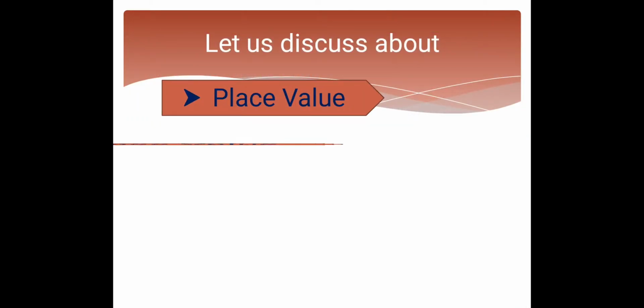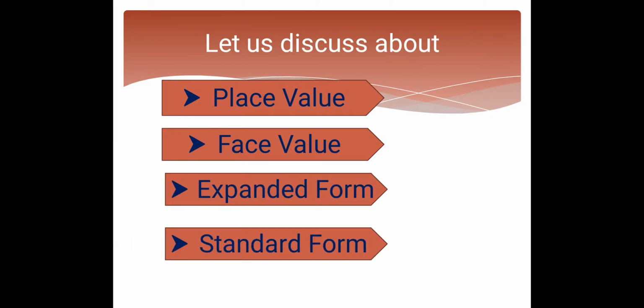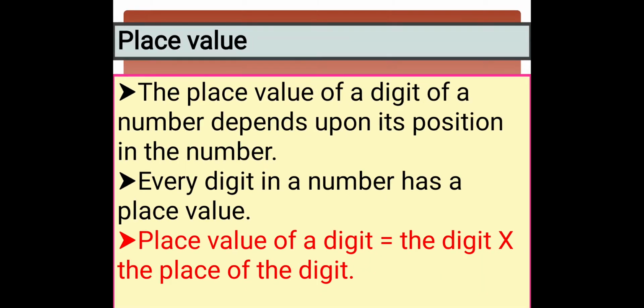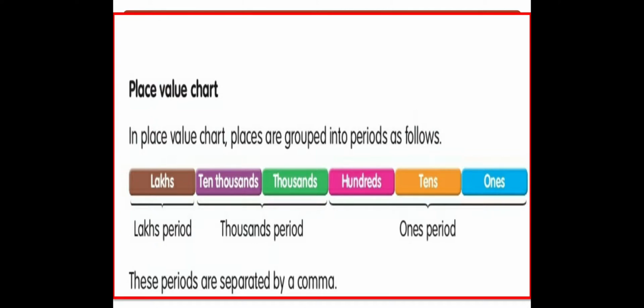Now let us discuss place value, face value, expanded form, standard form. So what is place value? The place value of a digit of a number depends upon its position in the number. Every digit in a number has a place value. Place value of a digit is the digit multiplied by the place of the digit. To help find the place value, we can make the place value chart.